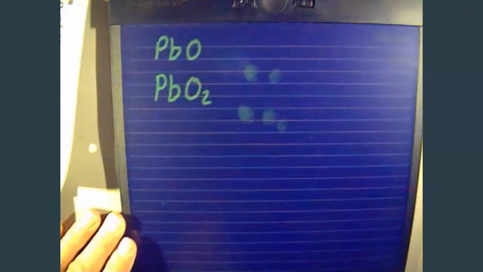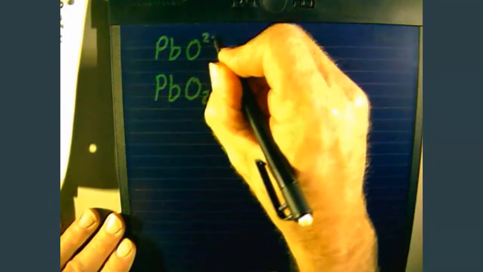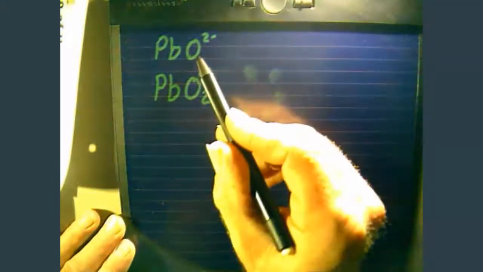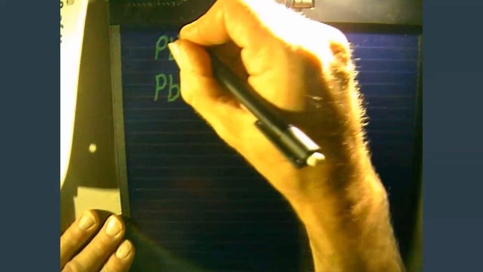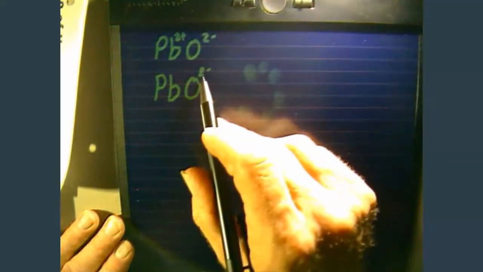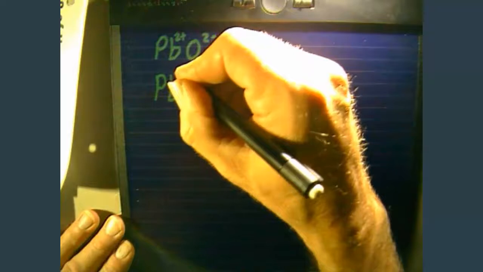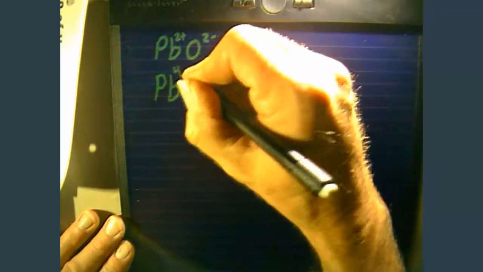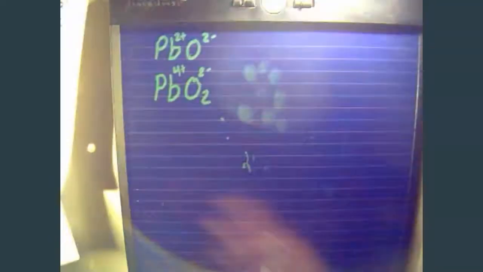So again, we have to look at the cation to figure out what the charge on the cation is. And in this case, we have oxygen in both. Oxygen is always a 2- charge. So we have 2 negative here, therefore this lead is 2 positive. Here we have 2 times 2 gives me 4 negatives, so I got a grand total of 4 negatives. Since I only have 1 lead, it must be lead 4. So this one is lead 2, this one is lead 4.